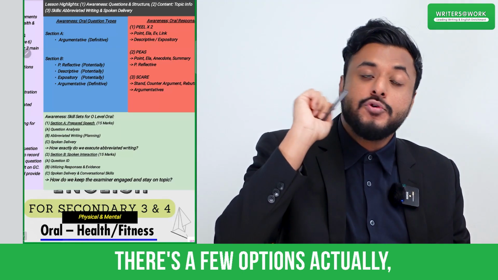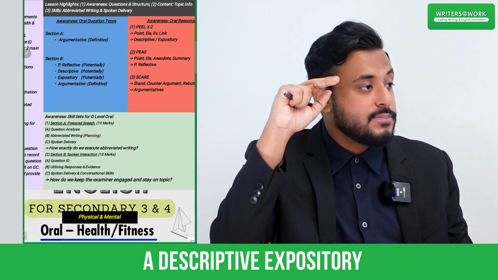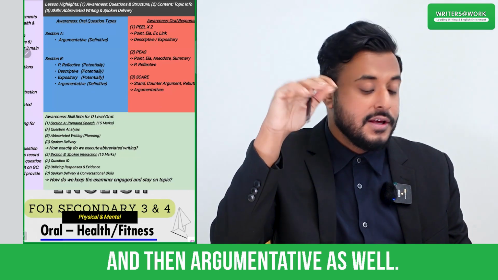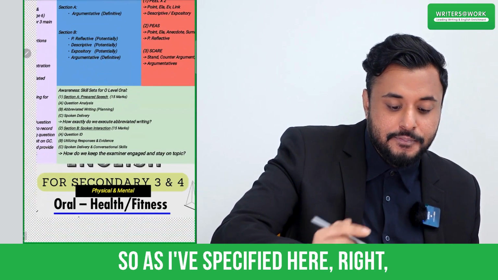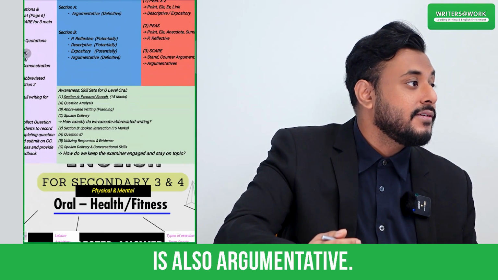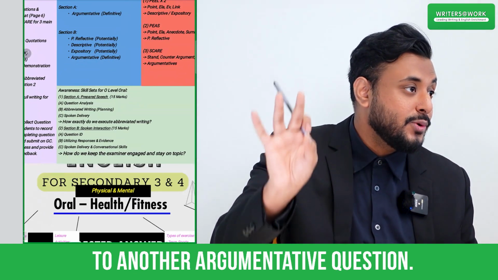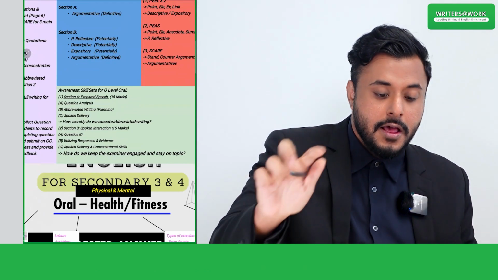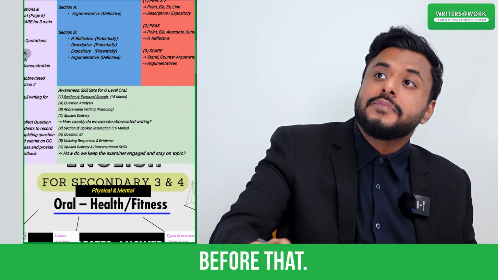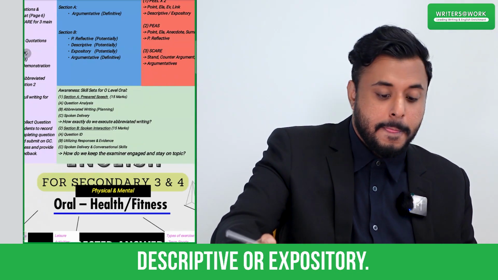For section B, there's a few options actually, because there's a personal reflective, a descriptive, expository, and then argumentative as well. So as I've specified here, the only thing that's definite is also argumentative. The third question for spoken interaction, they are going to have to respond to another argumentative question. There's going to be 2 questions before that. It can either be personal reflective, descriptive, or expository.